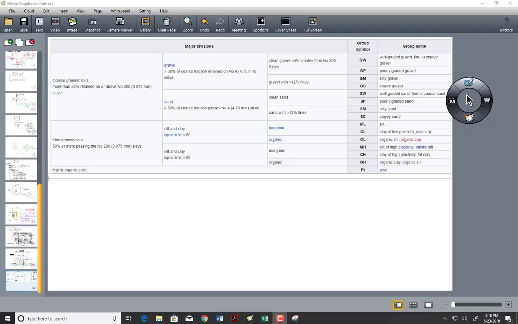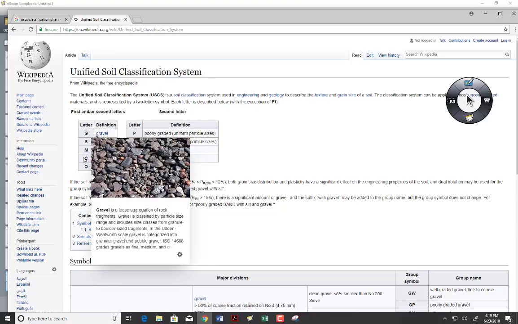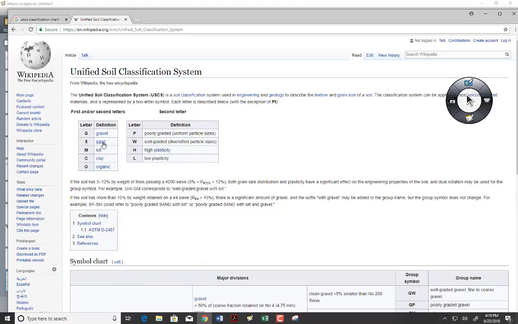So there's a system out there called the Unified Soil Classification System. And this classifies what a material is. It's a way we all get on the same page with regards to understanding what a material is. We have letter designations. G stands for gravel. S stands for sand. M stands for silt. C stands for clay. O stands for organic. M for silt because we had already used S for sand.